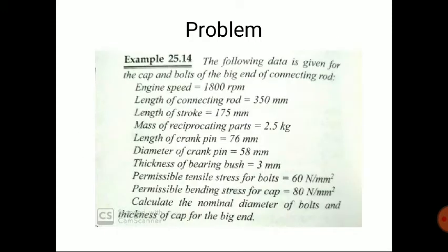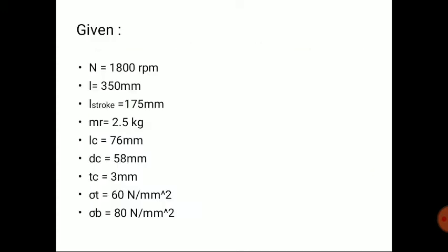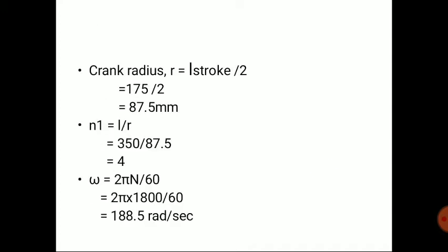So next we are going to discuss a problem. The following data is given for the cap and bolts of the big end of a connecting rod. Calculate the nominal diameter of bolt and thickness of cap for the big end. These are the different things given: RPM, length of connecting rod, length of stroke, mass of reciprocating parts, length of crank, diameter of crank, thickness of crank, tensile stress, bending stress.